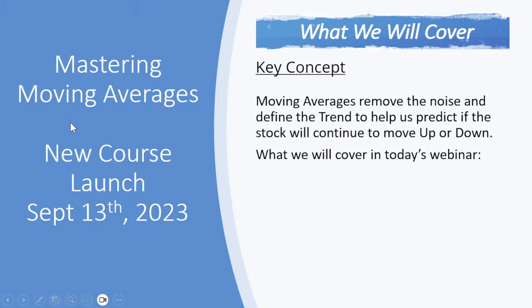Moving averages remove the noise, and here are some key concepts about what moving averages are. They remove the noise and define the trend to help us predict if the stock will continue to move up or down. The stock market could be very noisy. Stock prices a lot of times can be very noisy. But moving averages really help quiet the noise. They help us identify true direction.